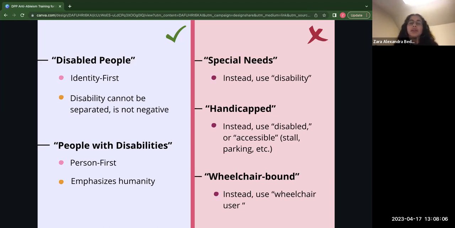2 other terms to avoid are handicapped and wheelchair-bound. Handicapped is a term that was used in other settings before being applied to the disability community and carries a negative connotation. Instead of handicapped, simply use disabled, or in the case of describing something like a bathroom stall or parking spot, say accessible. Instead of wheelchair-bound, use a wheelchair user. Wheelchair-bound implies that the wheelchair is restricted when the opposite is actually true. For a person who cannot walk, a wheelchair provides freedom of movement.